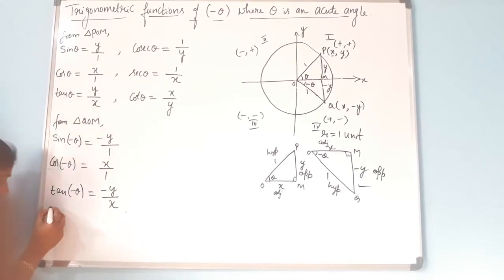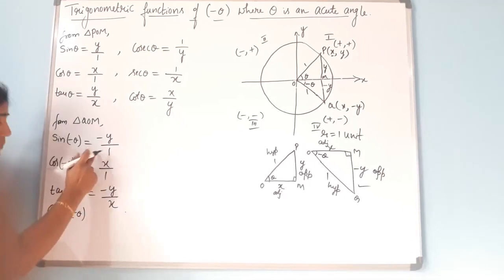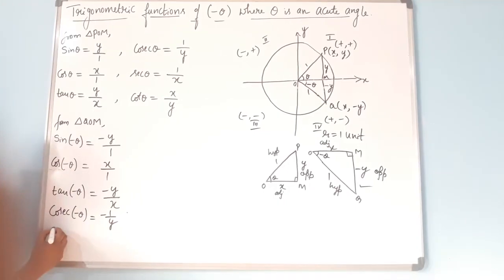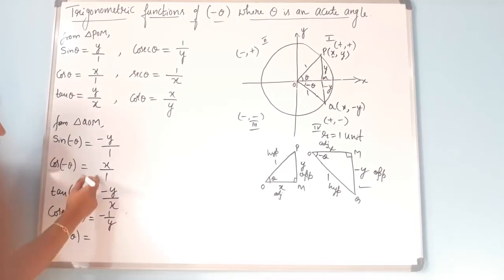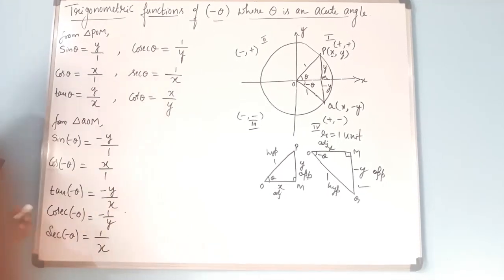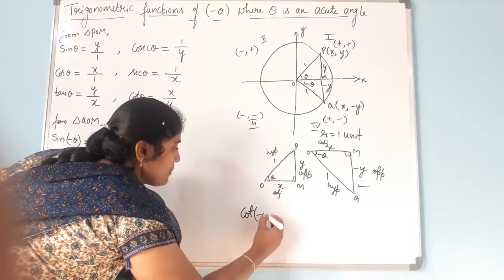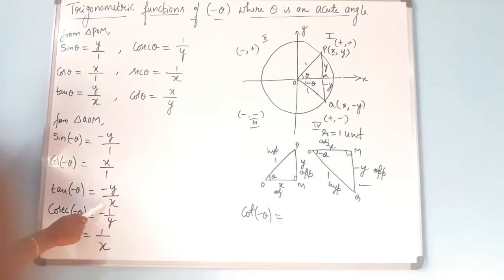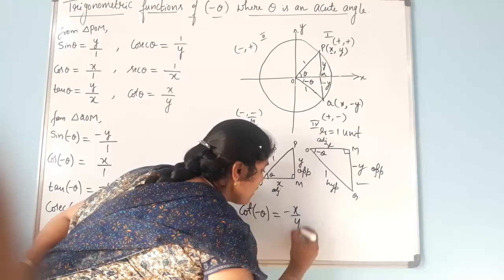So we can write another 3 trigonometric ratios directly, right? So see here, cosecant of minus theta. Take the reciprocal of this one, that is minus 1 by y, right? So next is secant of minus theta. Secant of minus theta is 1 by x. Okay. So I will take the last one here. So what is the last one? That is cot of minus theta is equal to, take the reciprocal of tan of minus theta. Minus y by x ಇತ್ತು, reciprocal ಮಾಡ್ಕೊಂಡ್ರೆ minus x by y ಬರುತ್ತೆ.